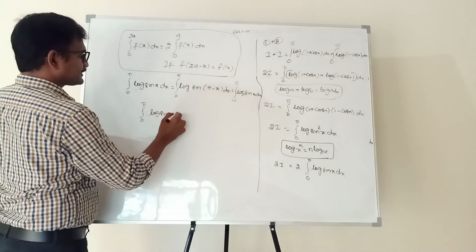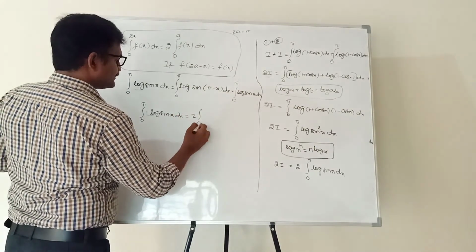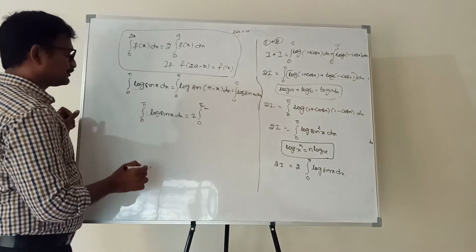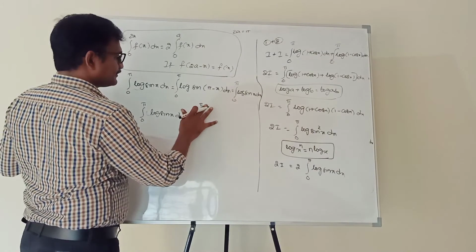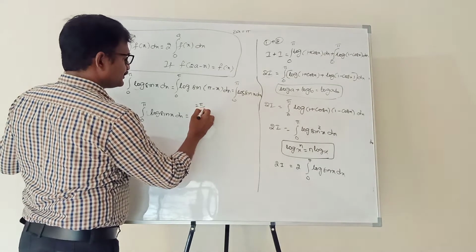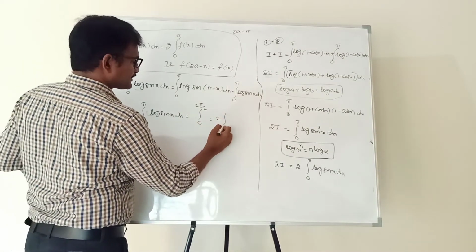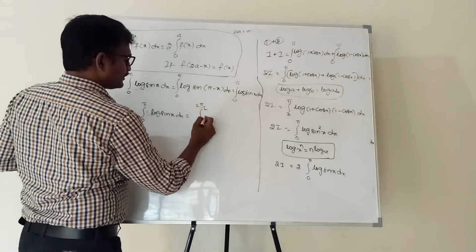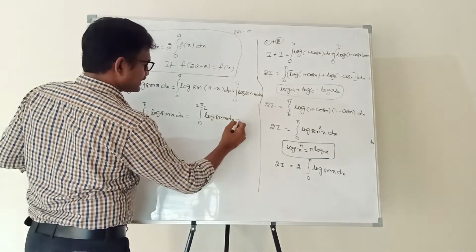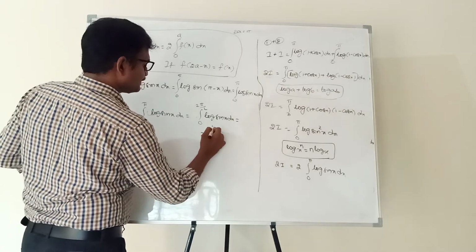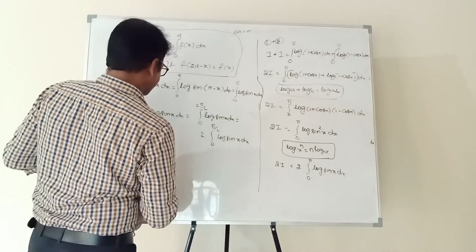The integral of log sin x dx is equal to 2 times the integral from 0 to a. Pi means 2 times a, so what is a? Pi by 2. Otherwise pi we can write as 2 into pi by 2. That means it is 2 times the integral from 0 to pi by 2 of log sin x dx.